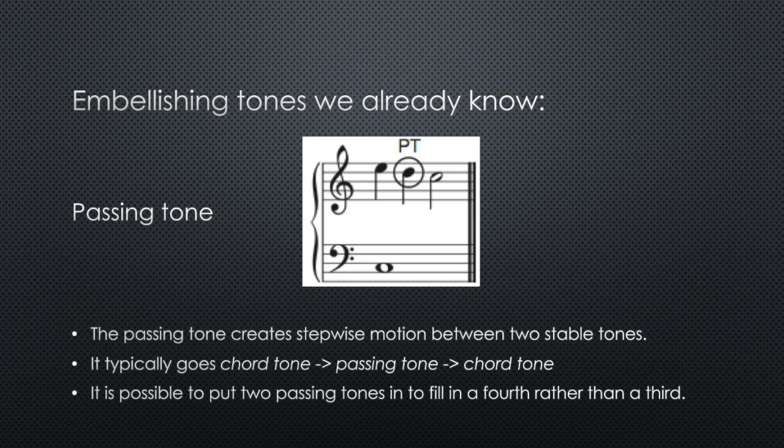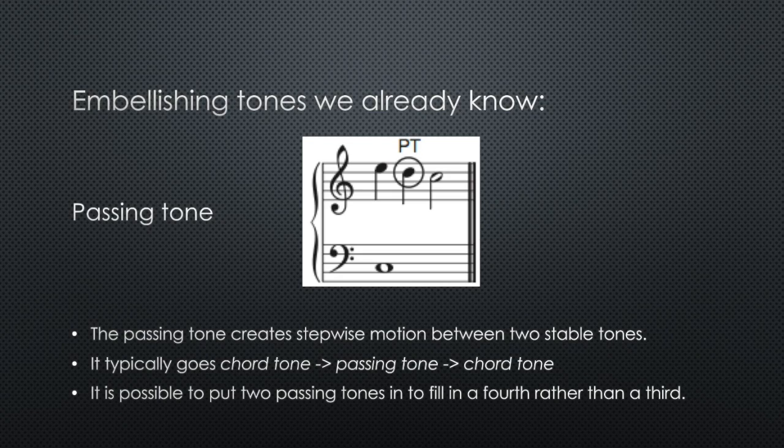It's also possible, I'll point out, to fill in a fourth rather than a third. The most common way you'll find a passing tone being used in a melody or a chorale harmonization or an exercise is you have a third, you want to fill it in. You've got a moment where you can stick an extra note in, and that becomes a passing tone. Very frequently, it's not really seen here, a passing tone might be an instance where you use a shorter note value. If in your part writing you have quarter notes that are outlining a third, you could turn the first quarter note into an eighth note, stick an eighth note in there as a passing tone, and then land on your second chord tone as a quarter note.